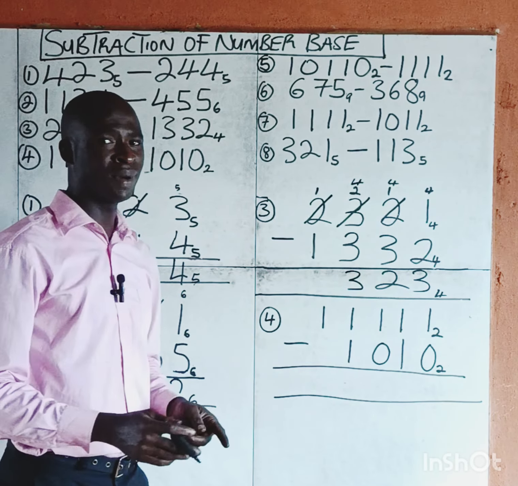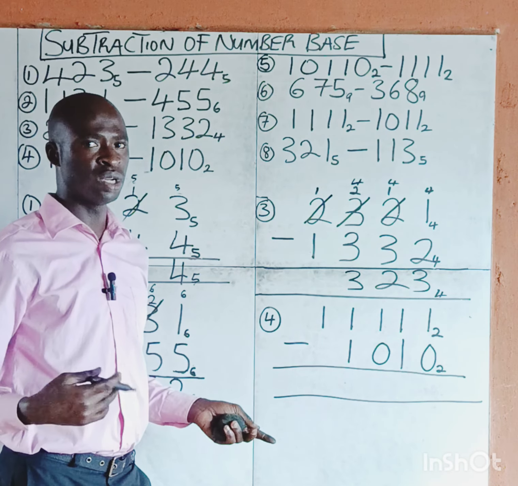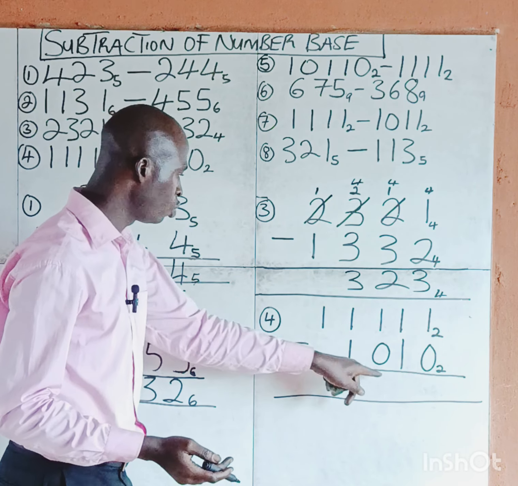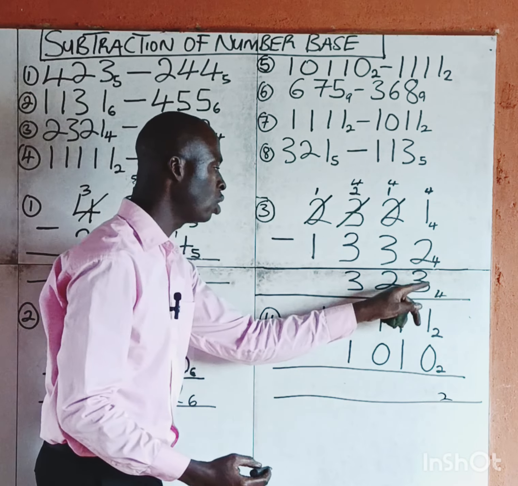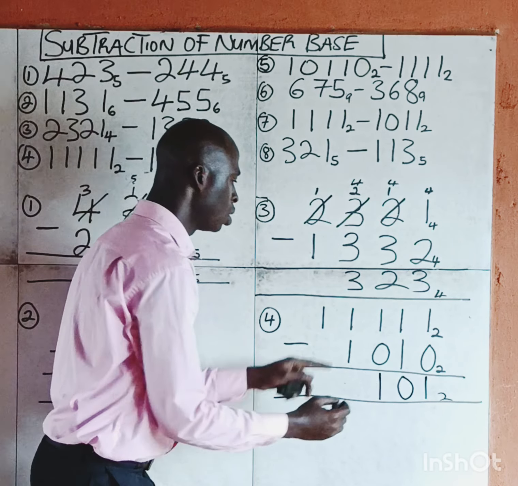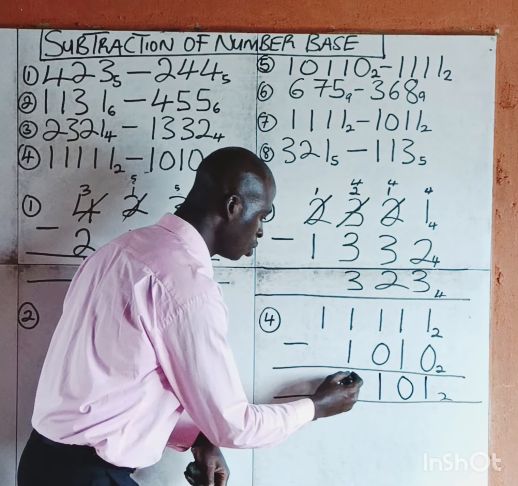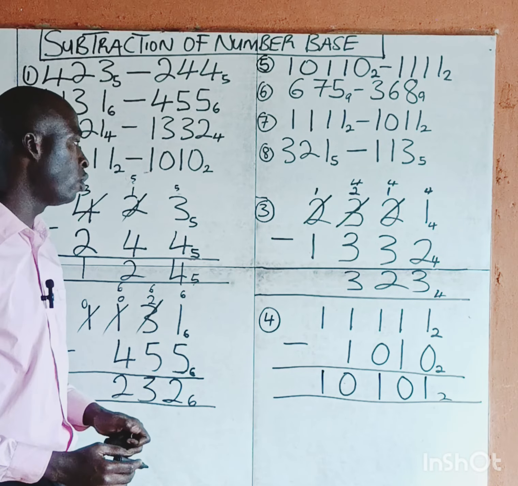So remember in mathematics, if 0 is starting your question, there's no need. So I'm not going to write it. So we'll go to the next. Always ensure you position your base. Now, 1 minus 0 will give me 1. 1 minus 1 will give me 0. 1 minus 0 will give me 1. 1 minus 1 again will give me 0. Then 1 minus something here is 1. So this is the solution to question number 4.